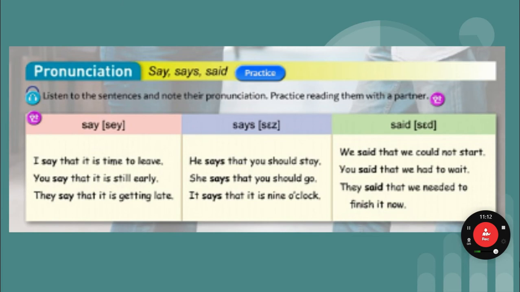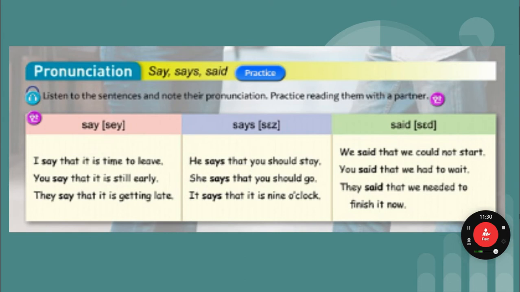Okay, pronunciation. Say, says, said. All right, I say that it is time to leave. You say that it is still early. They say that it is getting late.